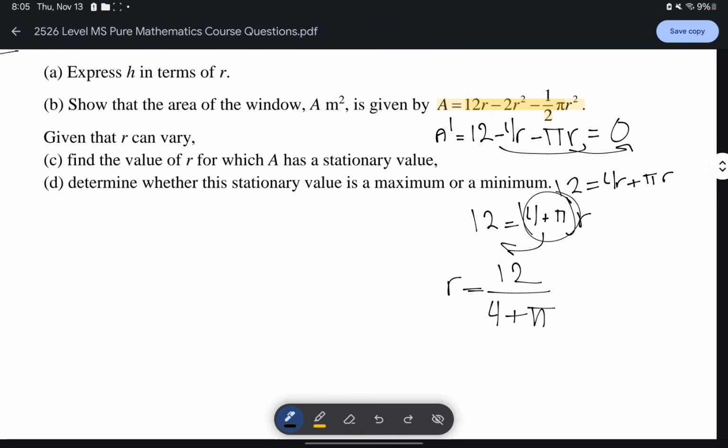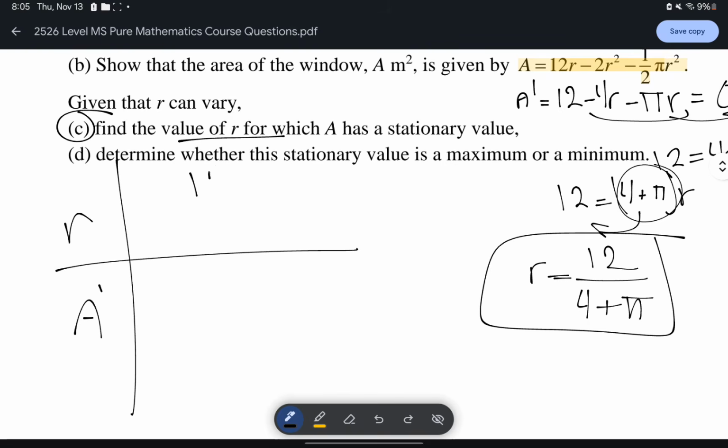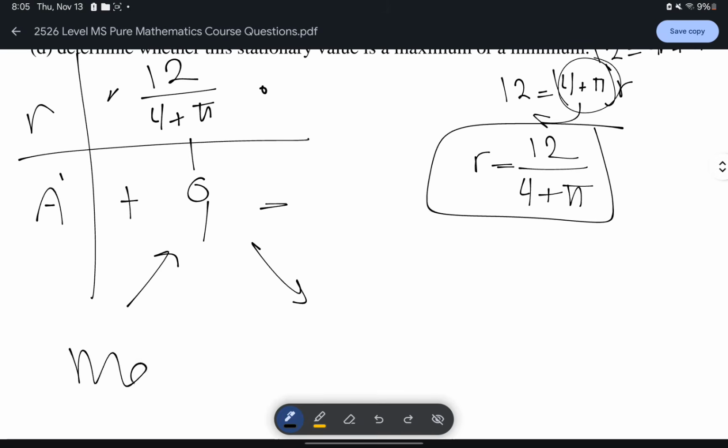Okay, so that's part C. They said find the value of r, and that's it. And part D, whether maximum or minimum, so we'll do the table. So r and then the area. So in the table, it's 12 over 4 plus pi. We'll test a point here, you get a positive number. Test a point here, you get a negative, going up and down, so that means it's a maximum.